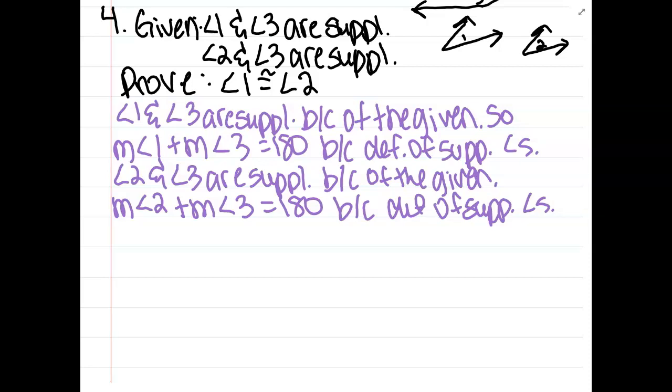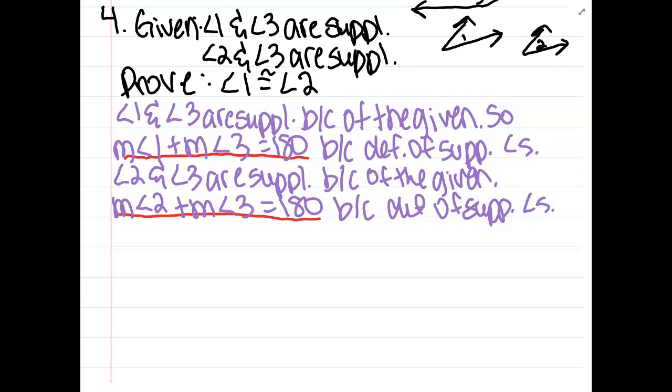So far, do you guys like the paragraph proofs? They're awful, aren't they? I know, they're so hard to keep track of everything. But just like we would do with our 2-column proof, you have to sort through what you have and see, okay, where can I go from here? So what I see is the measure of angle 1 plus the measure of angle 3 equals 180, and the measure of angle 2 plus the measure of angle 3 equals 180.